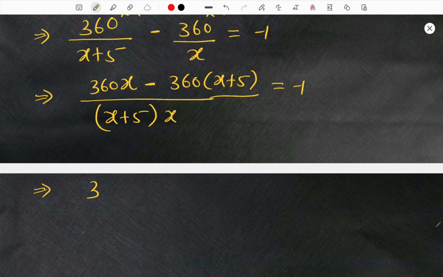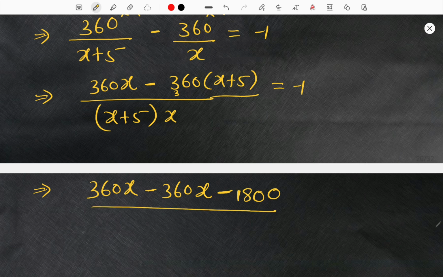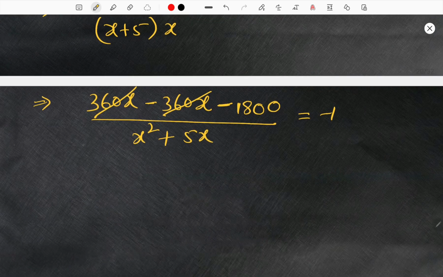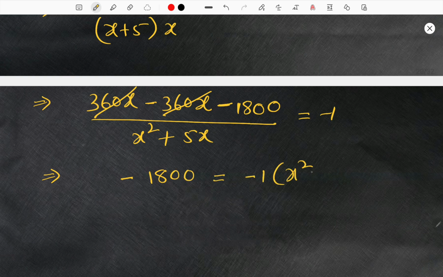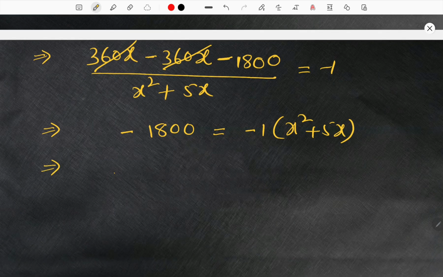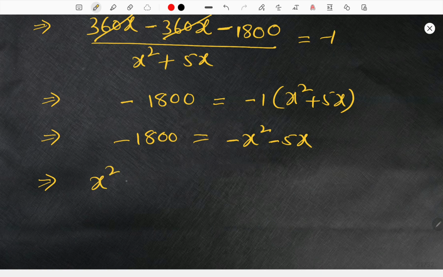ಹೌದಾ, ಸೊ ಏನು ಮಾಡಬೇಕೀಗ? 360x, -360 ಇಂಟು x ಅಂದರೆ -360x, ದೆನ್ -360 ಇಂಟು 5 ಅಂದರೆ ಮೈನಸ್, ಸೊ 5 zeros are 0, 5 6s are 30, 3 is the carry, 5 3s are 15, then 18. ಹೌದಾ, ಡಿವೈಡೆಡ್ ಬೈ x ಇಂಟು x, x² + 5x ಈಕ್ವಲ್ ಟು -1. ಇದರಲ್ಲಿ 360x, -360x ಕ್ಯಾನ್ಸಲ್ ಆಯಿತು, ಕ್ಯಾನ್ಸಲ್ ಆಗಿ -1800 ಆಗುತ್ತೆ, ಈಸ್ ಈಕ್ವಲ್ ಟು -1 ಇಲ್ಲಿಟ್ಟು ಇದನ್ನ ಈ ಕಡೆ ಕಳಿಸಿದ್ರೆ x² + 5x ಅಂತ ಆಗುತ್ತೆ. ಹೌದಾ, ಸೊ ಇದಾದಮೇಲೆ -1800 ಈಕ್ವಲ್ ಟು -1 ಇಂಟು x² ಅಂದರೆ -x², -1 ಇಂಟು 5x ಅಂದರೆ -5x. ಇವೆಲ್ಲರನ್ನ ಈ ಕಡೆ ತೊಗೊಂಬಂದ್ರೆ x² + 5x - 1800 = 0.